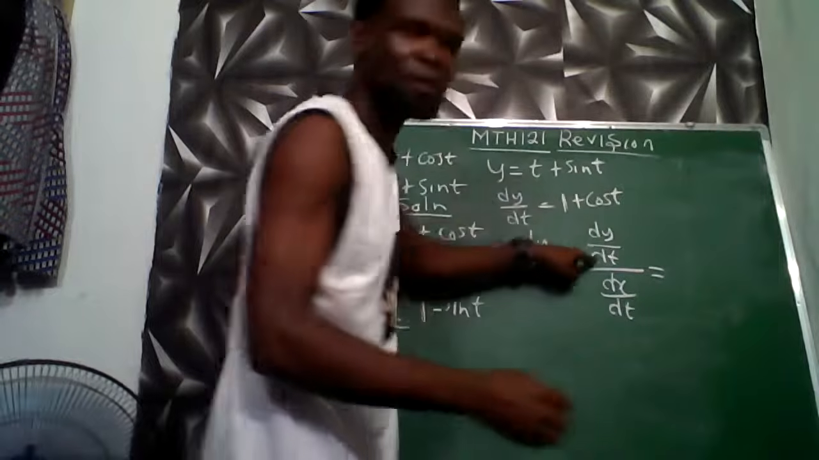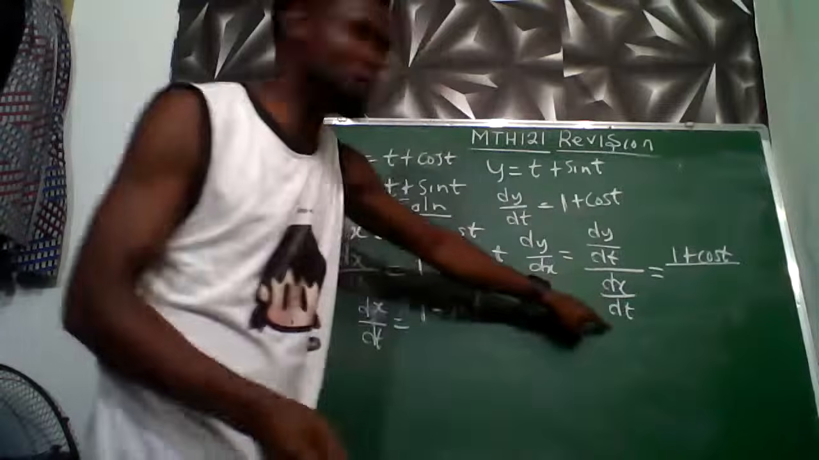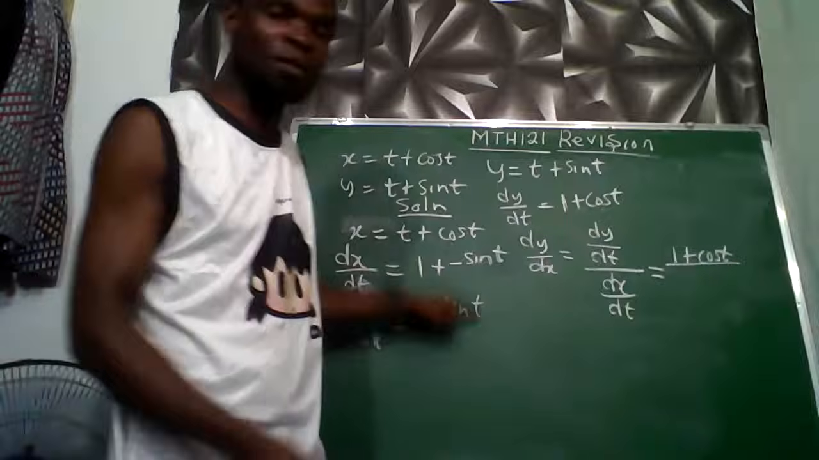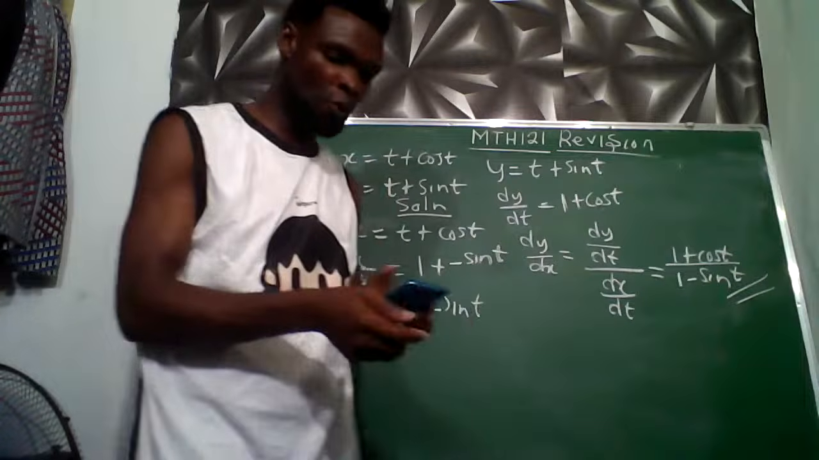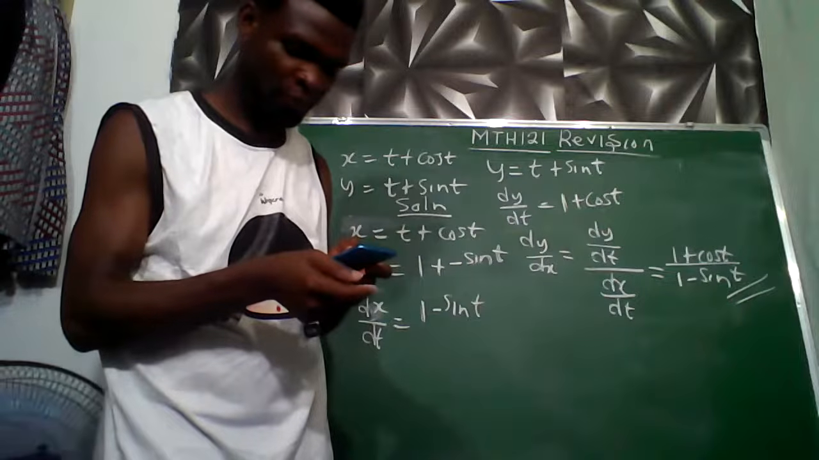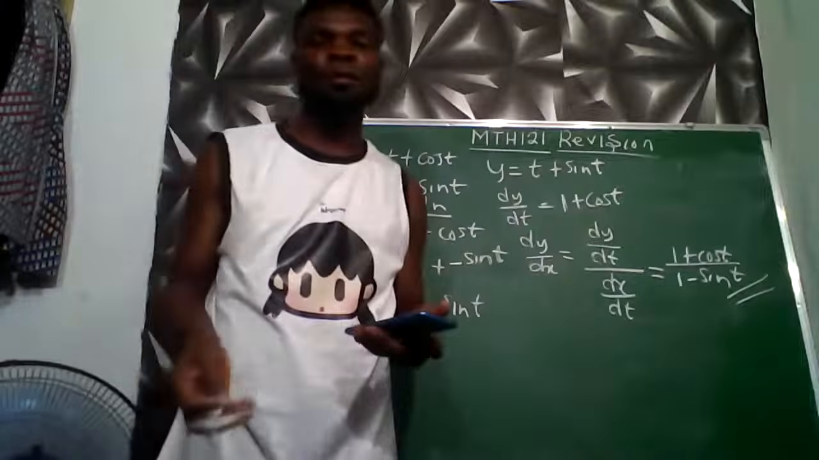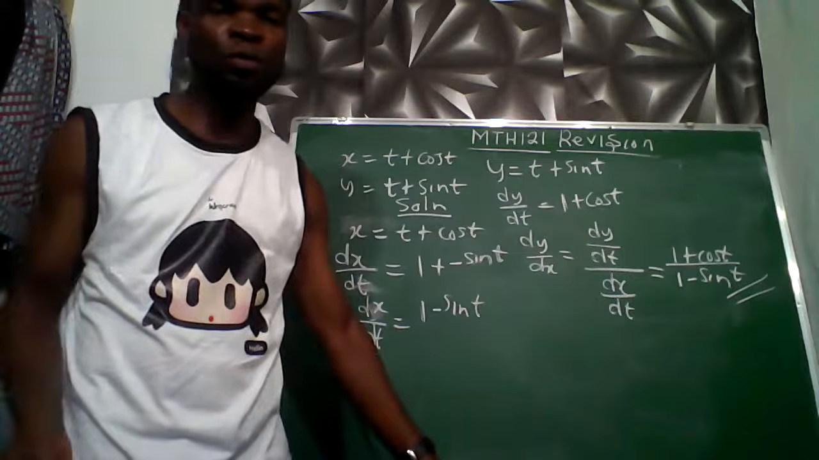So now this is going to be equal to, what is dy/dt? dy/dt is 1 plus cos t. So you have 1 plus cos t all over, what is dx/dt? dx/dt is 1 minus sin t. So it is 1 plus cos t all over 1 minus sin t. That's exactly how to get that done. And let's check which option that is. 1 plus cos t all over 1 minus sin t, that's option A in the options here. So that's exactly how to differentiate a parametric function.